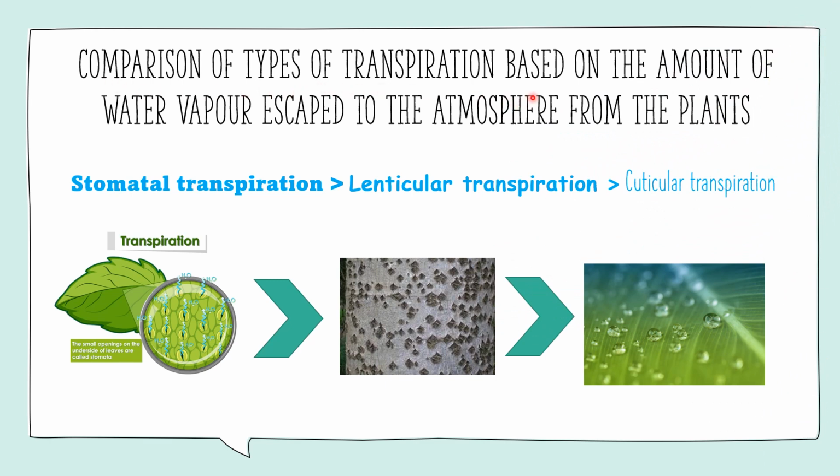Comparison of types of transpiration based on the amount of water vapor. There are three types of transpiration based on the amount of water vapor escaped from the plants to the atmosphere. They are stomatal transpiration, lenticular transpiration and cuticular transpiration. If you are comparing these three, which one is more? Stomatal transpiration is greater than lenticular transpiration. Lenticular transpiration is greater than cuticular transpiration. This order is very important for examination. You have to remember this.